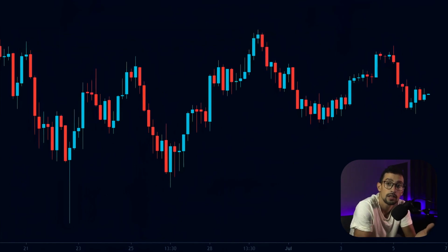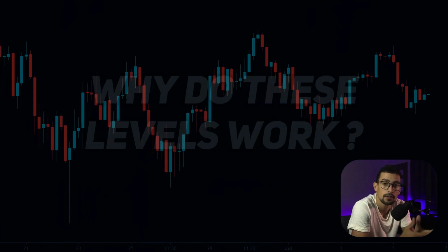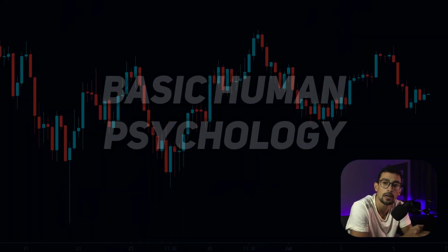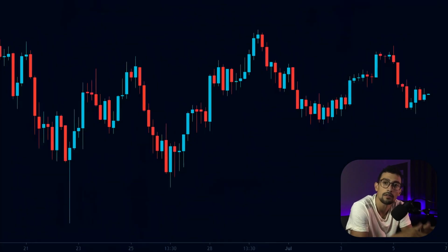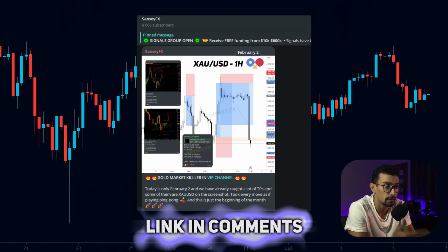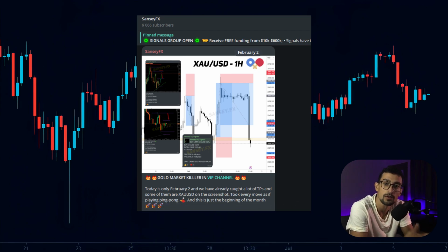The question is, why do these levels work? The answer is basic human psychology. Behind this chart there are real traders like you and me, and all humans have greed and fear. These emotions of greed and fear are what make support and resistance so powerful. In my Telegram channel I constantly say that there should be no emotions in trading.